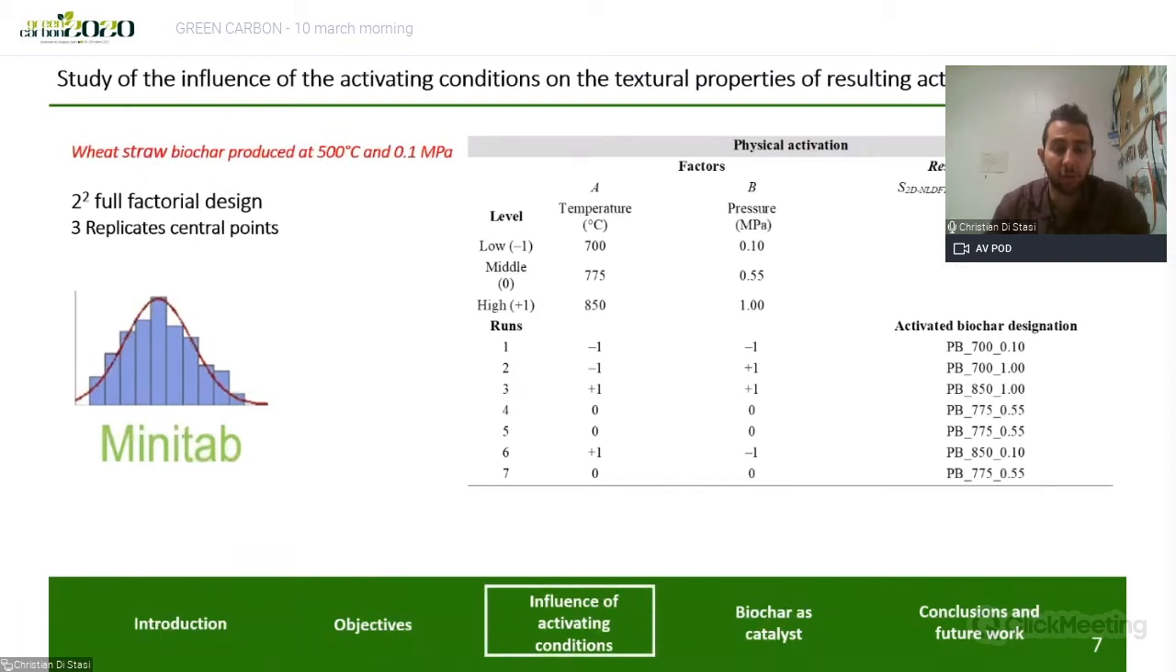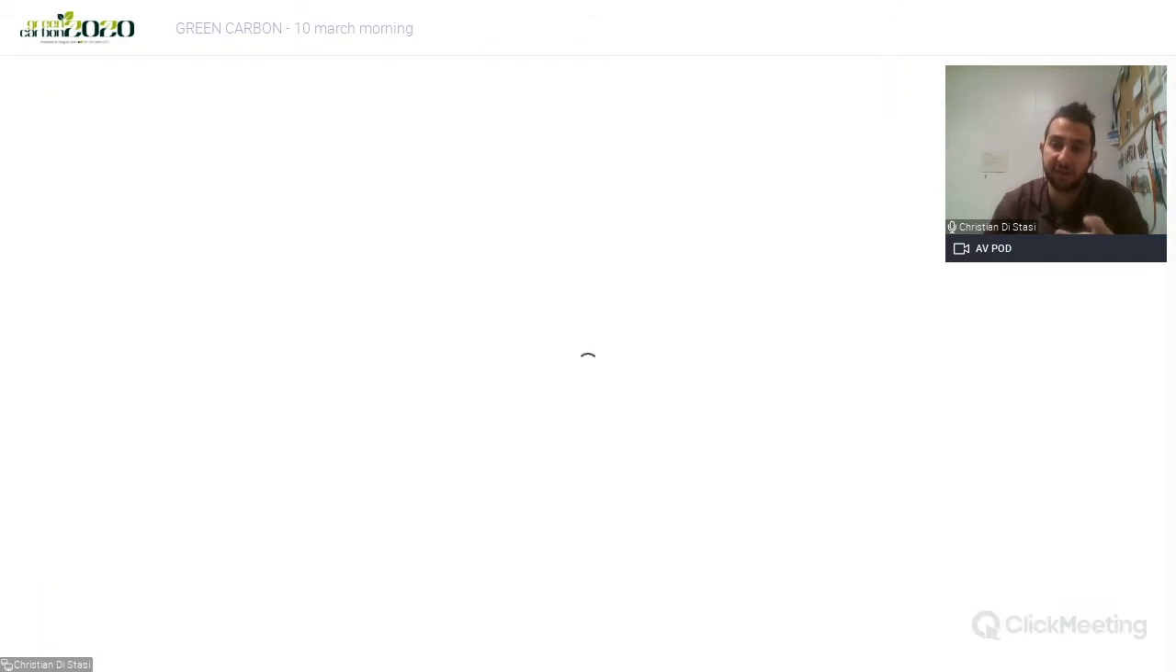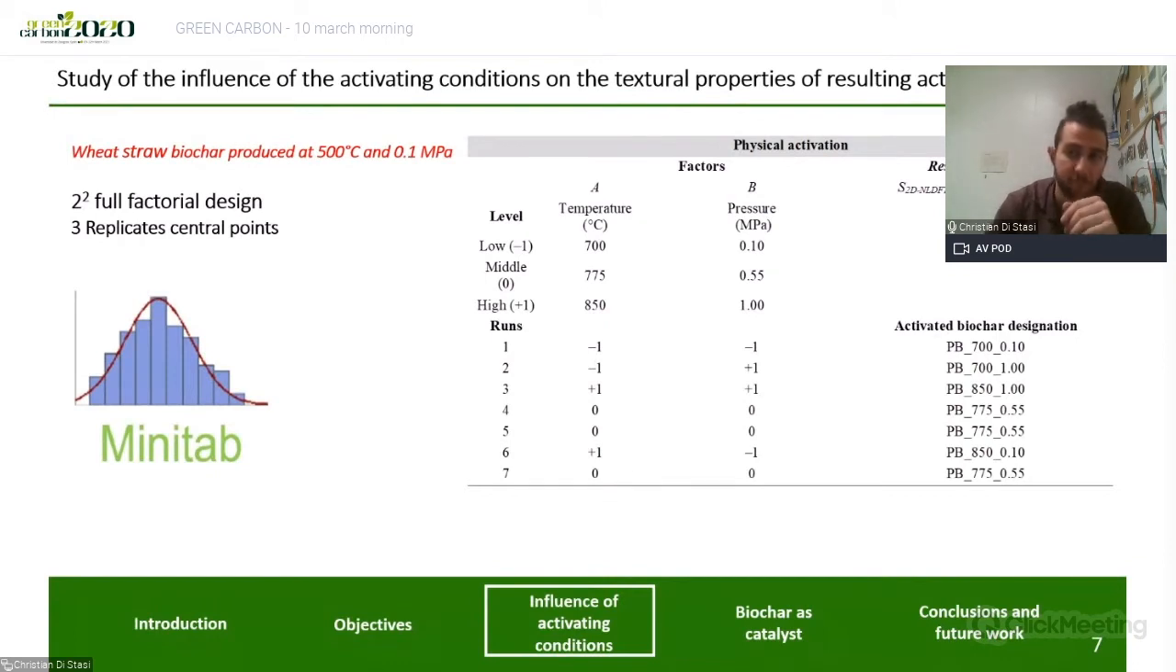So here we go with the first results. In order to perform the first part, the study of the textural properties, we carried out several activations at different temperatures, from 700 to 850 degrees C, and at several pressures from 0.1 to 1 megapascal, following an experimental design with 3 replicates of the central points. The response variables analyzed were all the textural properties, so the surface area and the pore size distribution in terms of volume of pores.